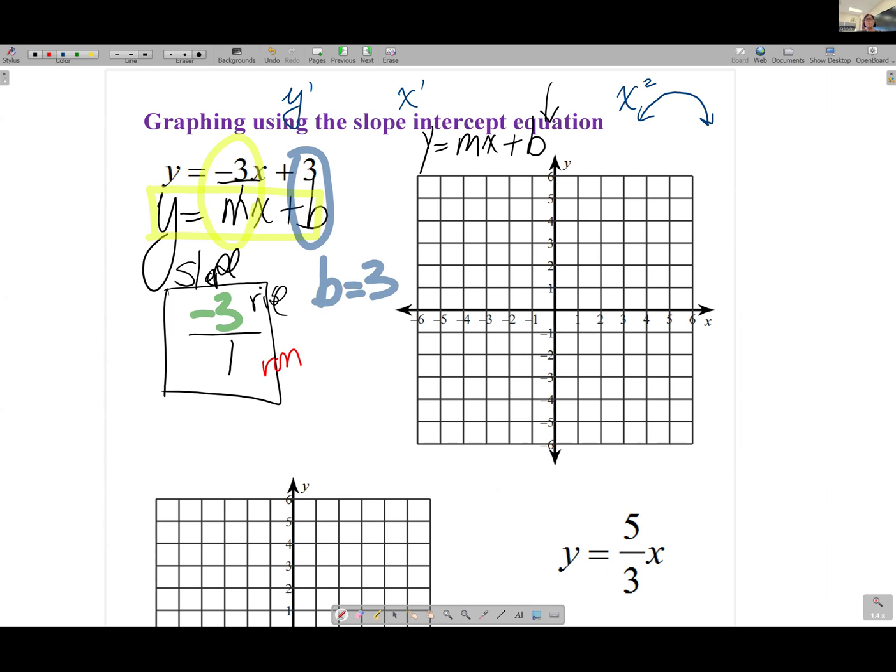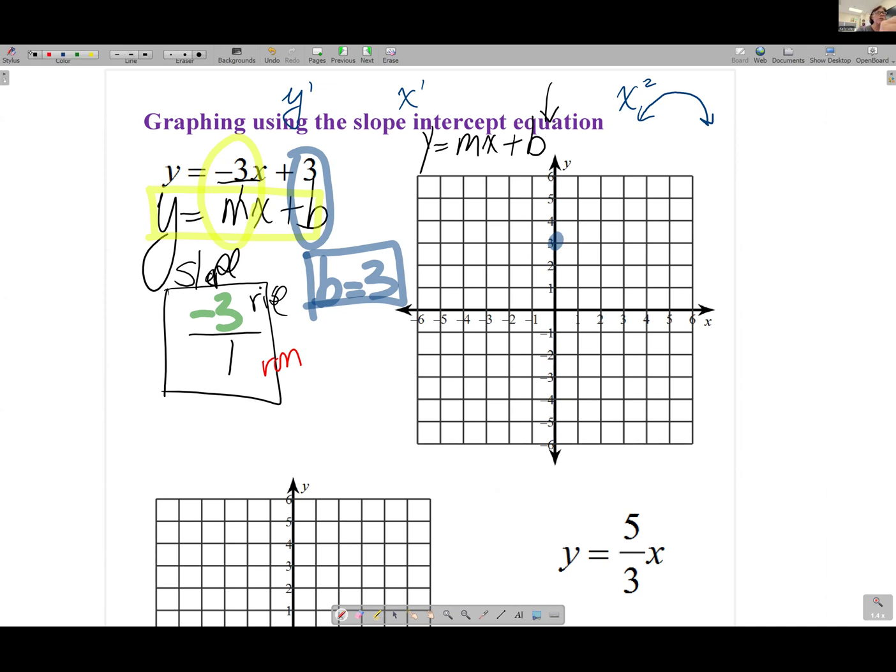Rise over run. So to graph this, step 1 is you identify your y-intercept. Y-intercept is on the y-axis. So we go down the y-axis and we pop a 3. That's our anchor point.